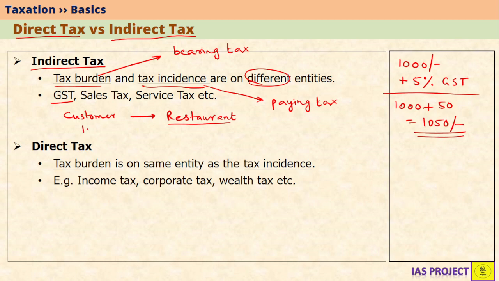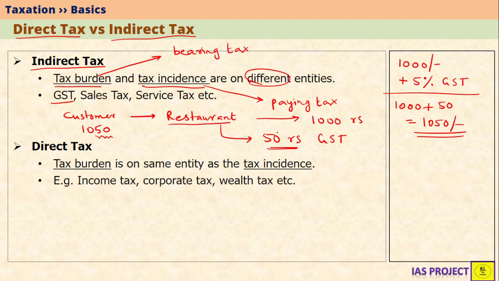So the customer will give 1050 to the restaurant. Now the restaurant will take 1000 rupees for itself as income, and it will also pay 50 rupees to the government as GST. So in this case, who is actually paying the government? The restaurant is paying the government. But does this money belong to the restaurant? No, it is actually being given by you to the restaurant, which is then simply forwarding that GST to the government.